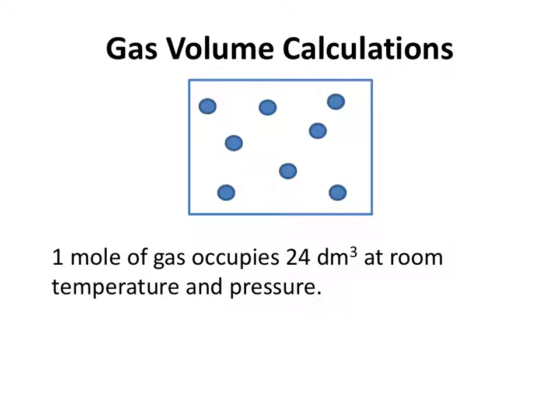So when dealing with these type of calculations, we're dealing with volumes of gases, and you need to know that 1 mole of a gas occupies 24 decimeters cubed, provided you're at room temperature and pressure. I find it very difficult to think about what a decimeter cubed actually looks like, so it's just another way of writing litres. That's quite a big volume. That's 12 2-litre Coke bottles. So that's 1 mole of gas.